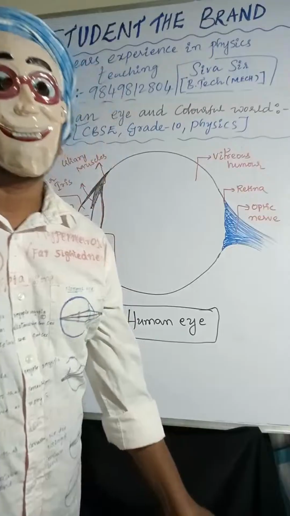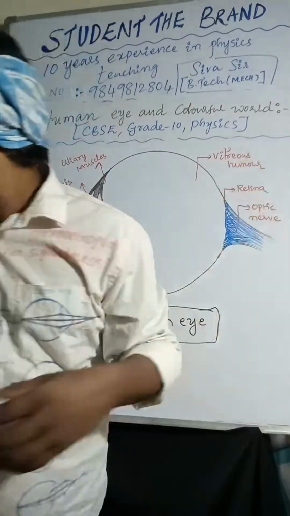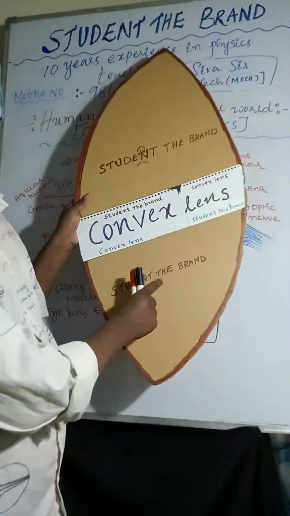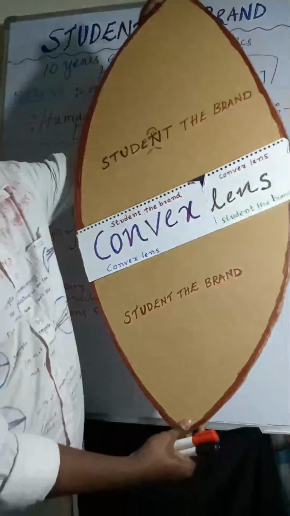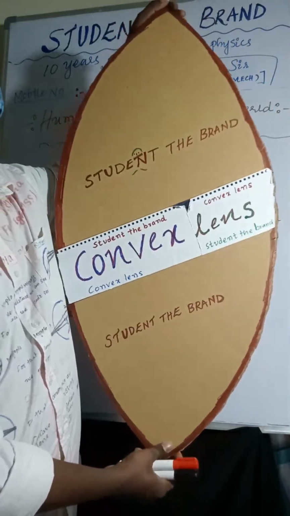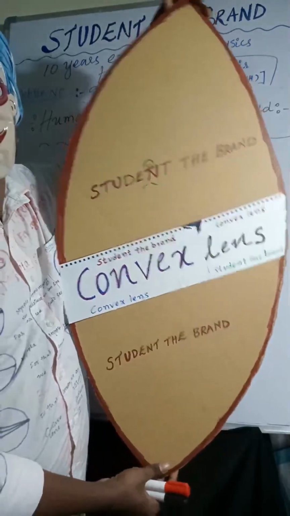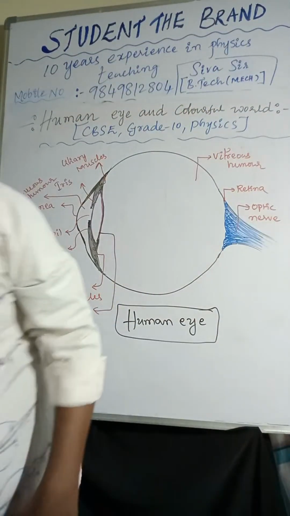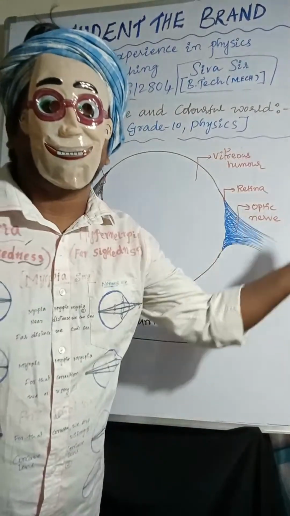The ciliary muscles help when you are seeing a nearby object as well as a far object. In the human eye we have a convex lens. The ciliary muscle adjusts the curvature of the eye lens to see near distance objects as well as far distance objects. If you are seeing a nearby object, the thickness of the eye lens will be more, the focal length will decrease, and we are able to see the nearby object.